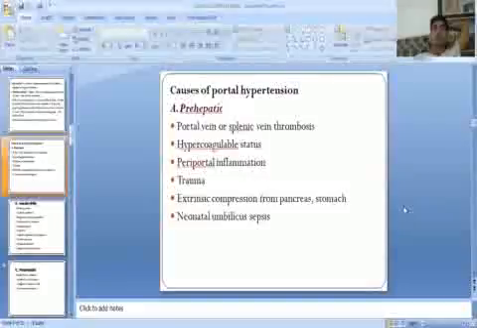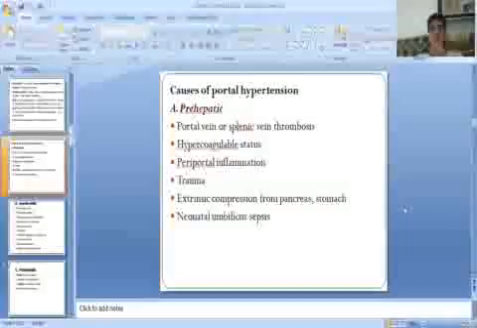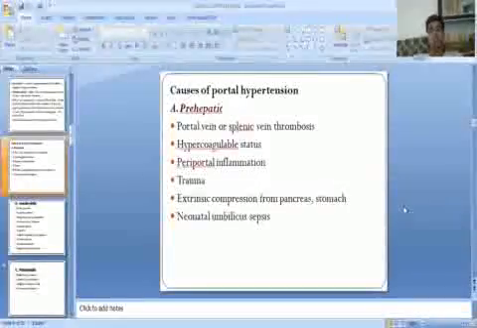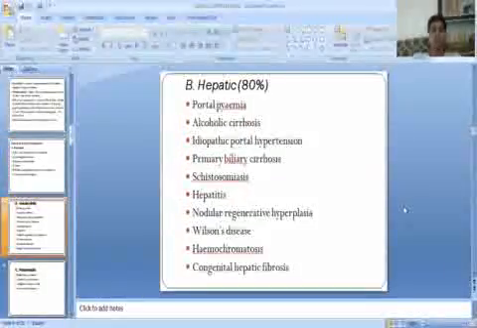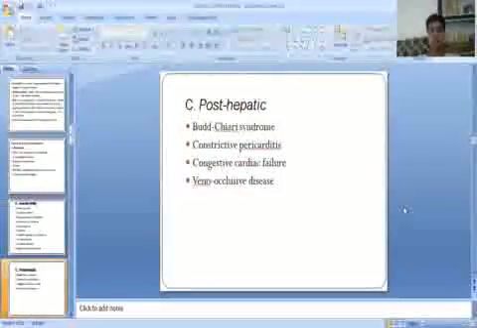Causes of portal hypertension. First, prehepatic. These are the prehepatic causes. B is hepatic. These causes are mentioned in the hepatic, and post-hepatic causes are these.